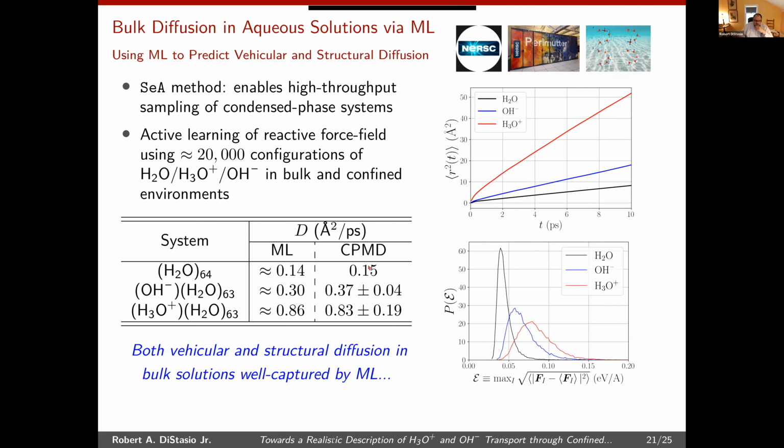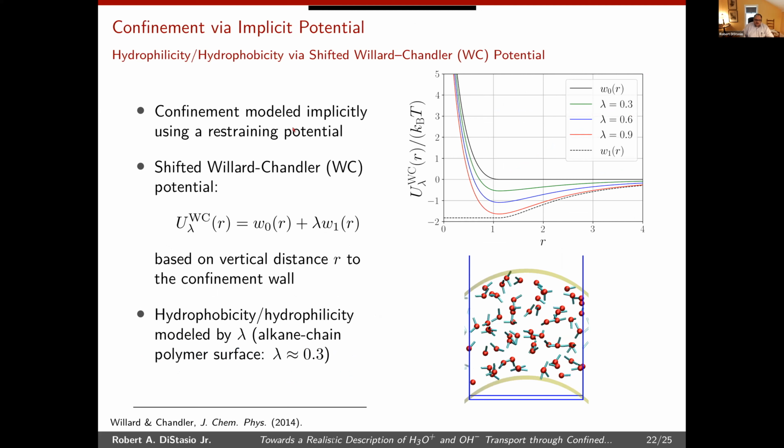As you can see, with the machine learning model, the DNN, we're right on top of those. So that was the first result that we were really happy about. How we're modeling the confinement is we're using, at the moment, a restraining potential from Willard Chandler. Basically, it just branches off the Lennard-Jones based on how far you are from the wall. And again, we can tune the hydrophobicity and hydrophilicity of this and get even more disturbed and distorted configurations for the model, for the learning. And then, well, we're happy.